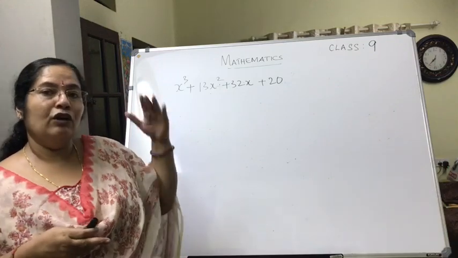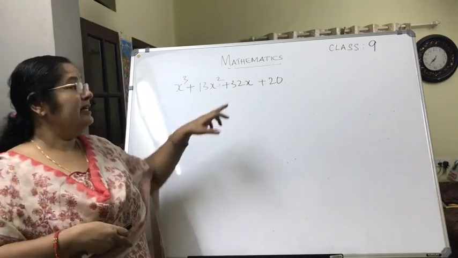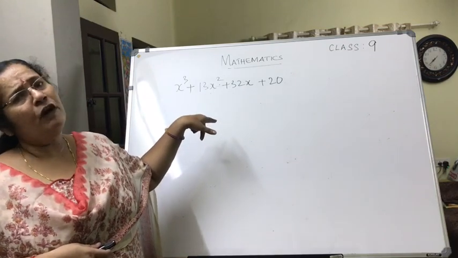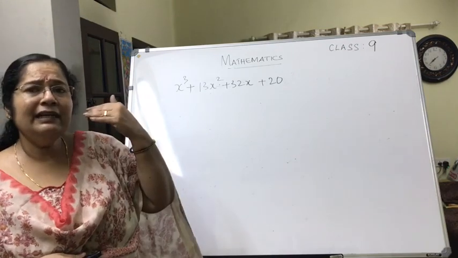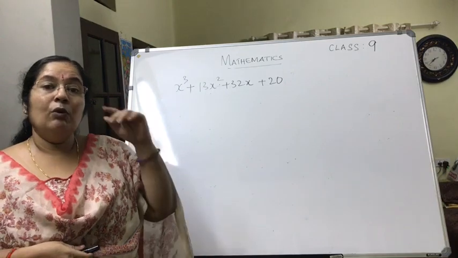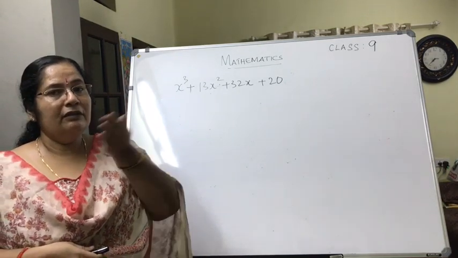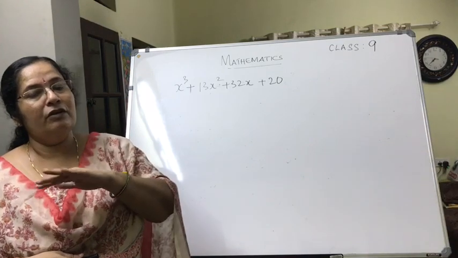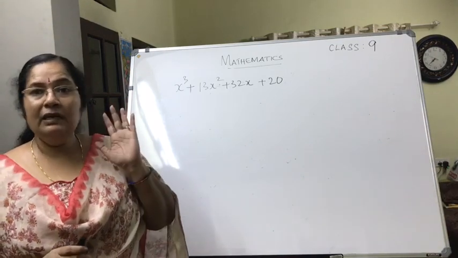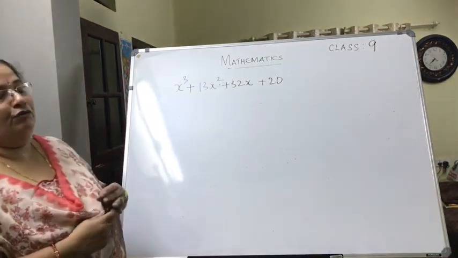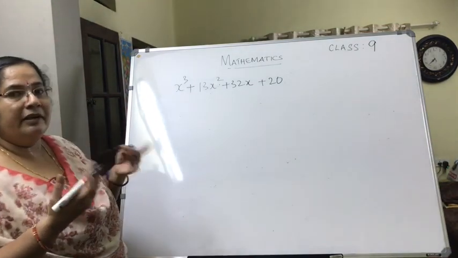Then you go for long division method where you divide this given polynomial with the factor what you have found out. So you will get the quotient as a quadratic polynomial. After that, what you will do? You take the quadratic polynomial, find the factors of the quadratic polynomial by splitting the middle term. So this is the procedure. Now I will be showing you how to do this. So let us go for the trial and error method first.